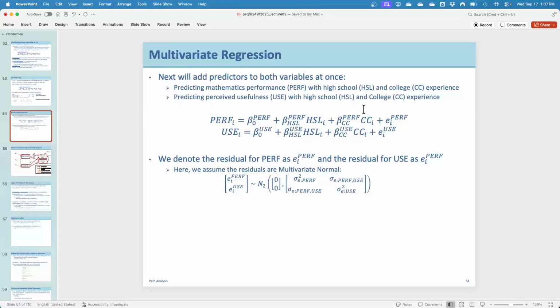So sigma squared E colon performance. Now I couldn't put performance in the superscript there because I had a squared value there, so I put a colon there. That thing right there is the residual variance for the performance regression. Sigma squared E usefulness is the residual variance for the usefulness regression. But this is the unique thing about estimating them together. When we estimate them simultaneously, we're able to estimate a residual covariance, right? Which is how far they are off in the same direction, right? And that's one of the unique things about multivariate statistics.